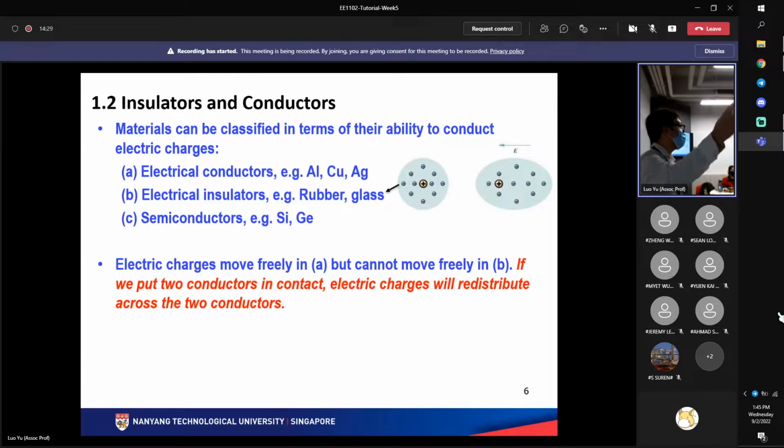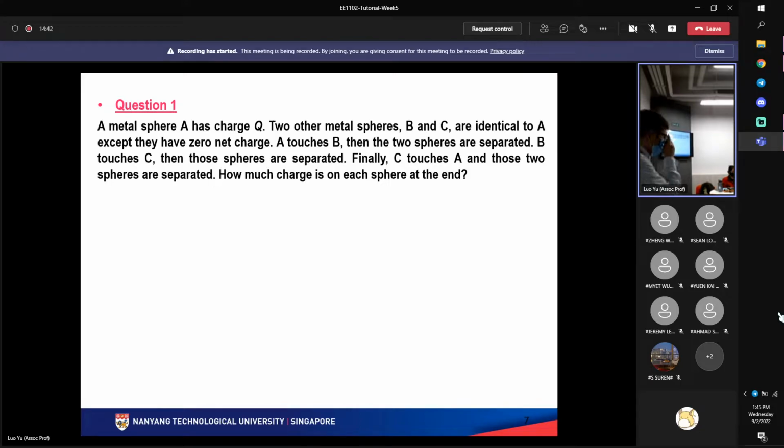For example, if one is neutral and the other is charged, we put the two identical conductors together, and then the total charge will be redistributed equally across the two conductors. So this property is what we need to use to solve our tutorial question 1. Tutorial question 1 says: here we have a metal sphere A initially charged as Q, and two other identical spheres B and C. Their sizes are the same, except that they have 0 net charge.